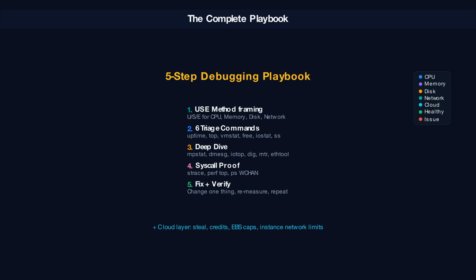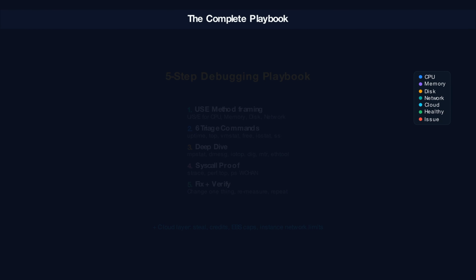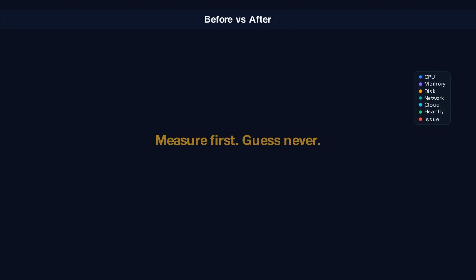vmstat and pidstat for CPU, dmesg and ps for memory, iotop and smartctl for disk, dig and mtr and ethtool for network. Step 4. Prove it at the syscall level with strace or perf if needed. Step 5. Fix, verify, repeat. And always remember the cloud layer. Steal time, CPU credits, EBS caps, and instance network limits can mask the real problem. Measure first. Guess never.